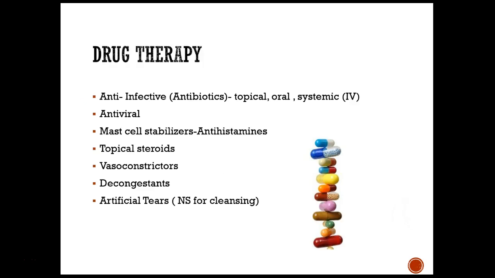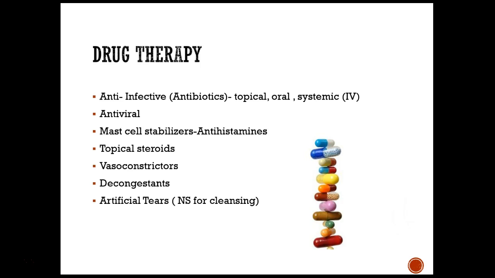Specifically in relation to drug therapy related to conjunctivitis, you're going to see anti-infectives used. They can be topical, oral, or systemic. Antivirals, but only for the herpes simplex virus. Mast cell stabilizers or antihistamines. You might see topical steroids or vasoconstrictors used, possibly decongestants. And artificial tears may be something we recommend for cleaning, like normal saline for cleaning some of the discharge out of an eye.